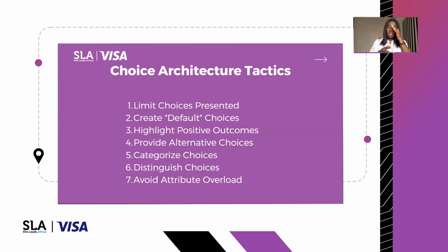So what are the choice architecture tactics? There is the limit choice presented, which is the first one I explained. There are the default choices. There is highlight positive outcomes. There's provide alternative choices. There is categorize choices. There is distinguish choices. And then there's avoid attribute overload. I will delve deeper into each of them.